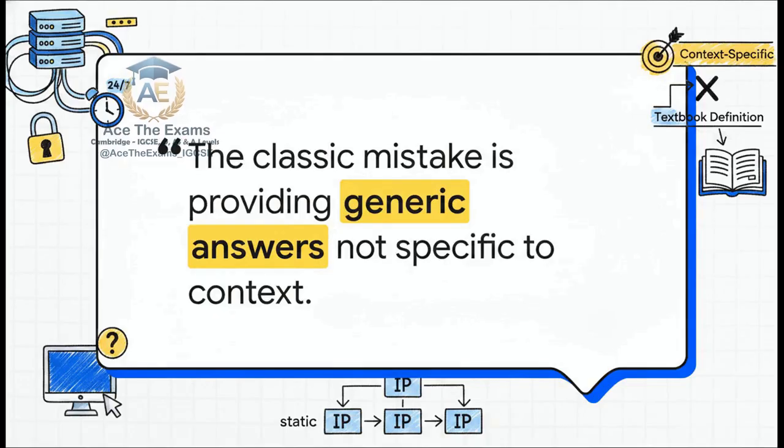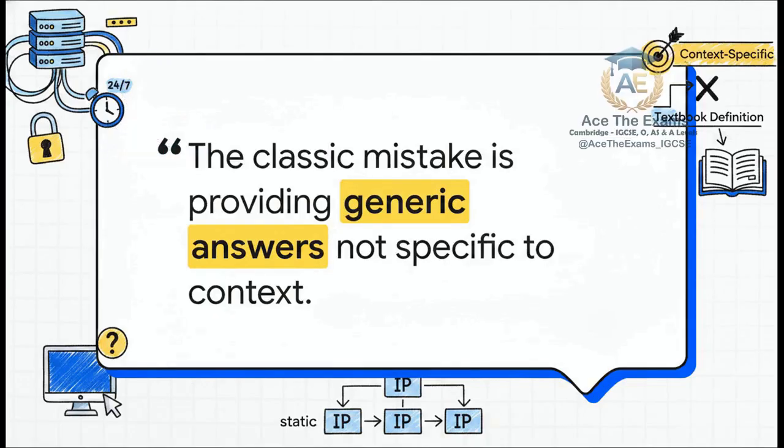In fact, let me just read this direct quote straight from the Principal Examiner report, because this is a literal warning from Cambridge themselves. The classic mistake is providing generic answers not specific to the question context. Always link every point to the given scenario. It doesn't get clearer than that.